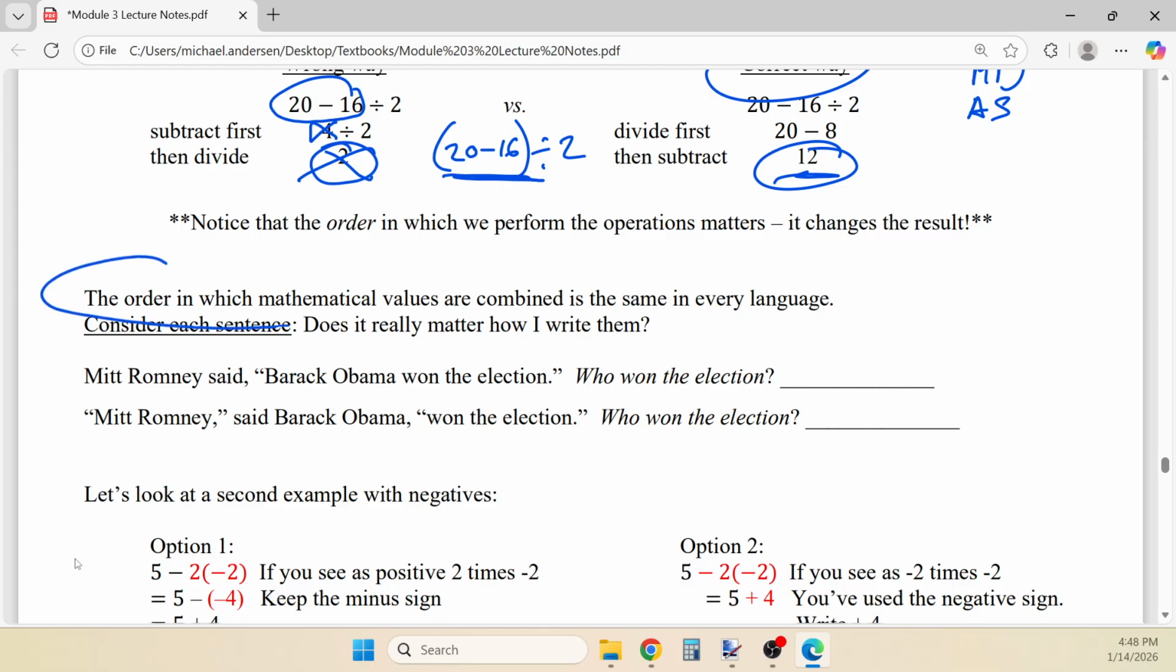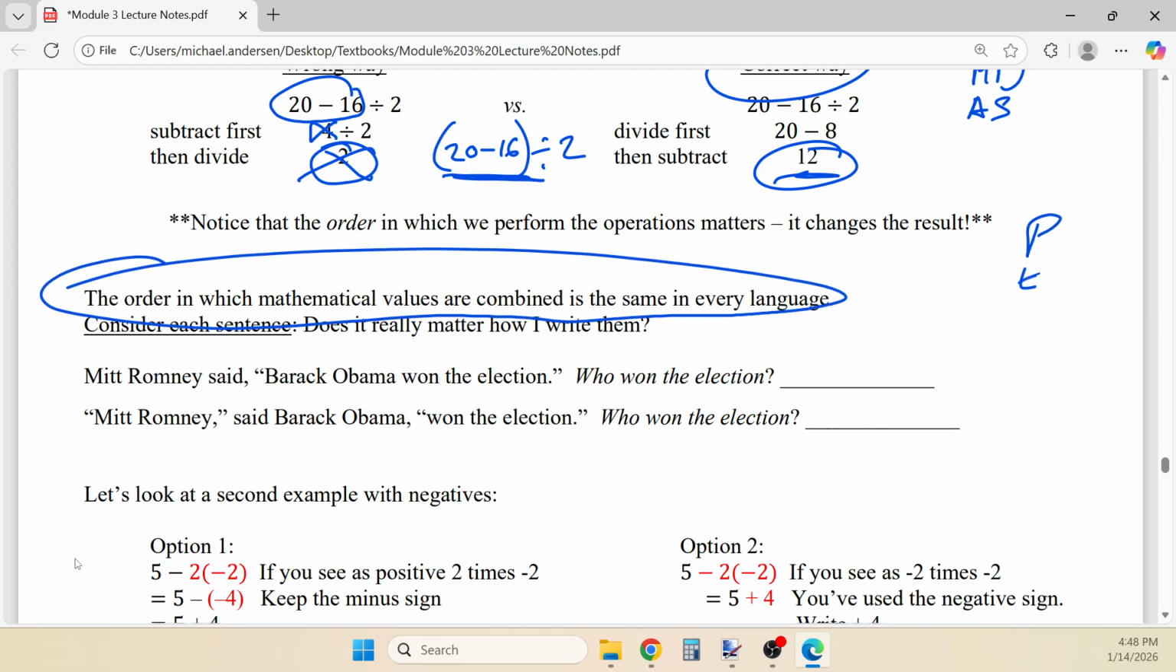The order in which mathematical values are combined is the same in every language. That just means that we might not call them parentheses. We'll use whatever it's called in whatever language we're in. But we always follow this order, even if the names of the symbols are different in a different language.